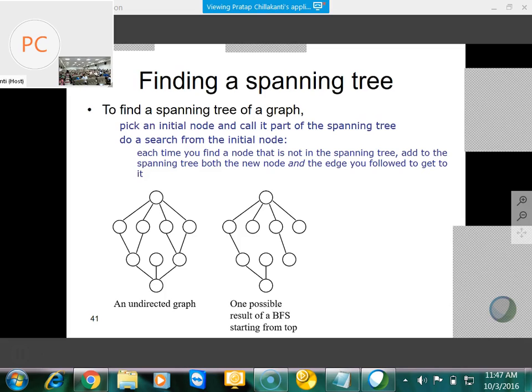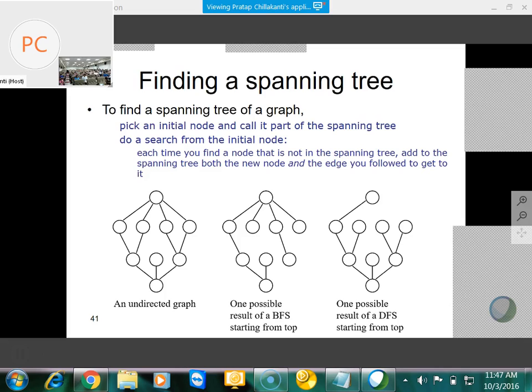So using a BFS search, he is able to come up with a spanning tree. Remember, it should be a tree, it's not a graph. What is the difference between a graph and a tree? A graph can have cycles, trees cannot have cycles.